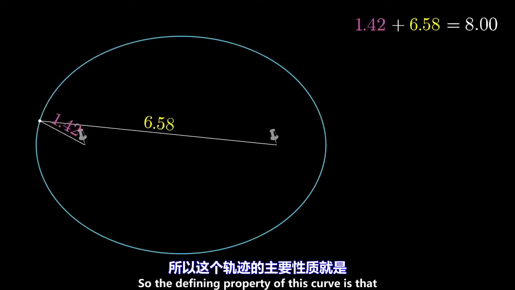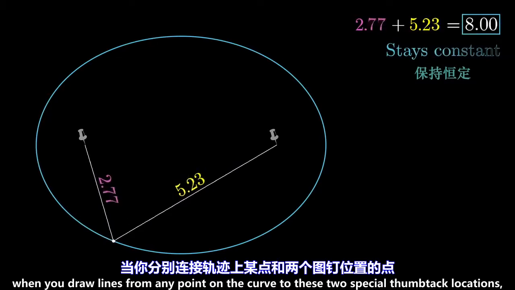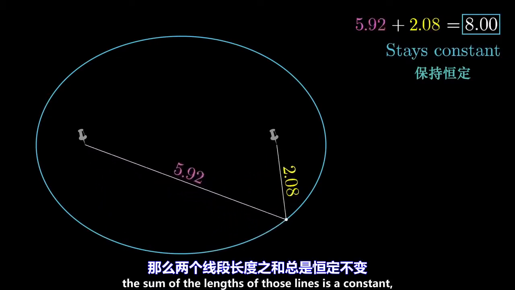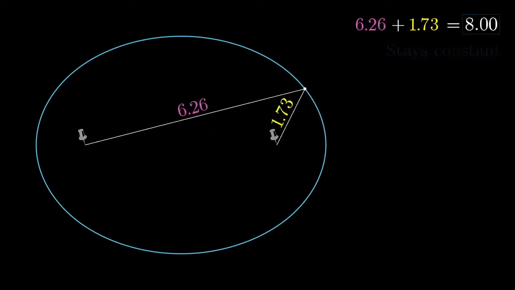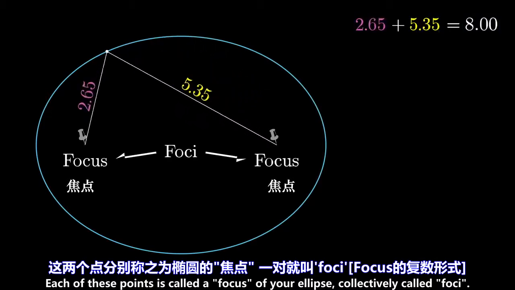So the defining property of this curve is that when you draw lines from any point on the curve to these two special thumbtack locations, the sum of the lengths of those lines is a constant, namely the length of the string. Each of these points is called a focus of your ellipse, collectively called foci.